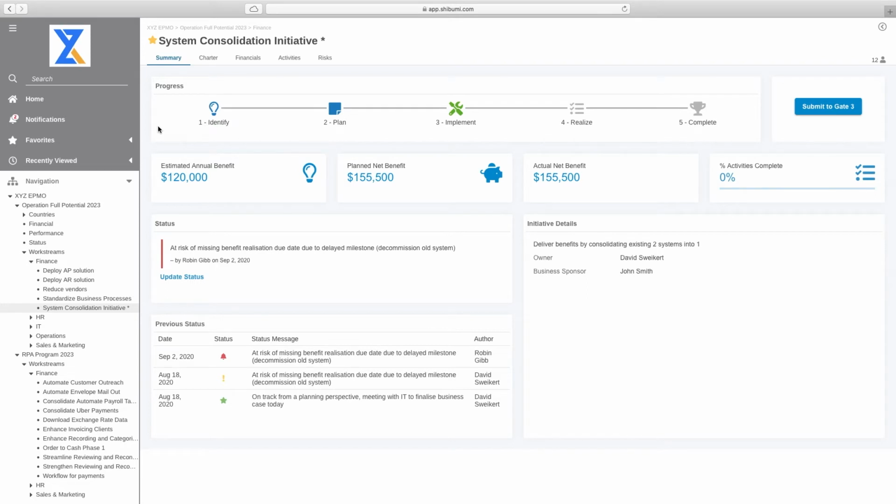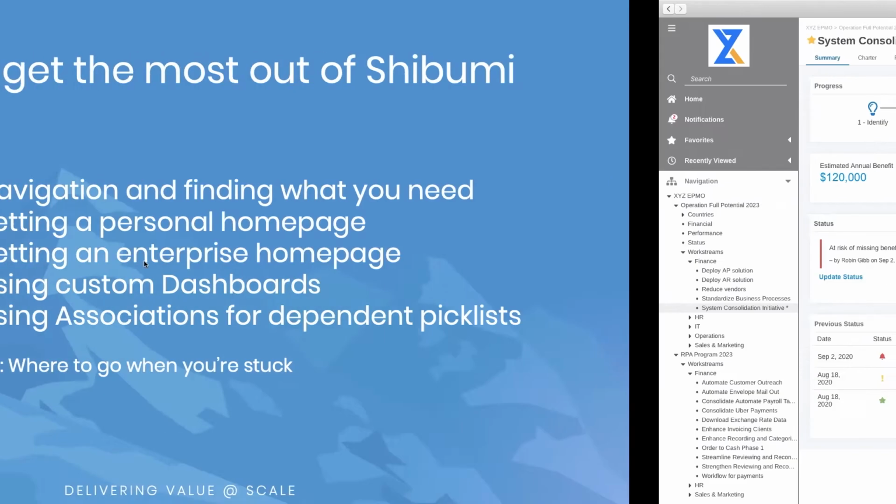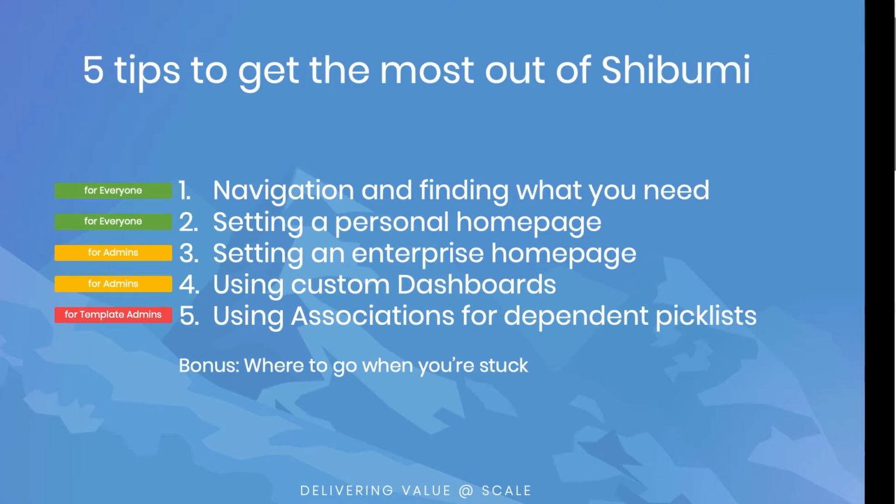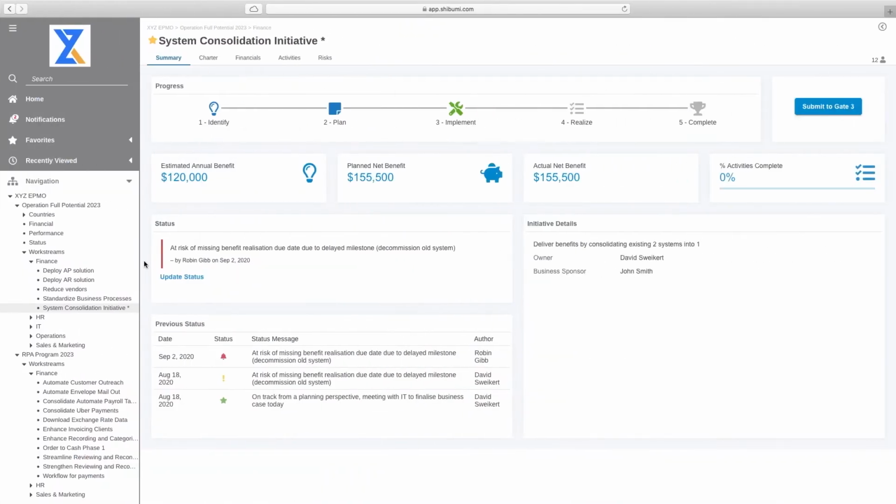Any item within the application can be set as a personal homepage. I could just as easily have set the finance workstream, a RPA opportunity. Really anything that I have access to within Shibumi can be set as my own personal homepage. But let's take this a step further. For those admins that are watching this video, how do I set an enterprise homepage? So maybe not every user is going to want to go to the effort of setting a personal homepage, or they want a default homepage to be set for them. So how do I set an enterprise homepage?